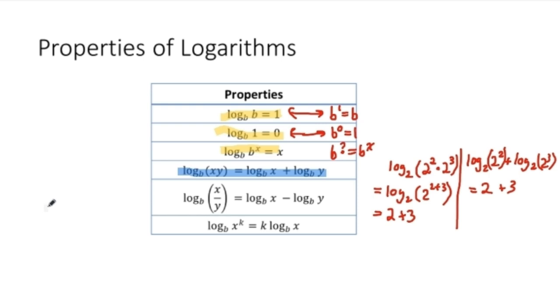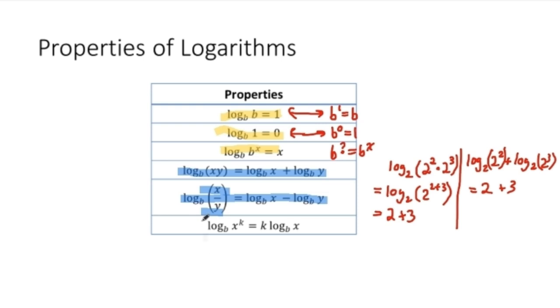I also have similar properties for division. Log base b of x over y equals log base b of x minus log base b of y. This rule is referred to as the quotient rule of logs. If we take the log of a quotient, that equals the difference of the logs. The reason why this is true is in exponential form, when we divide two numbers of the same base, we subtract their exponents.